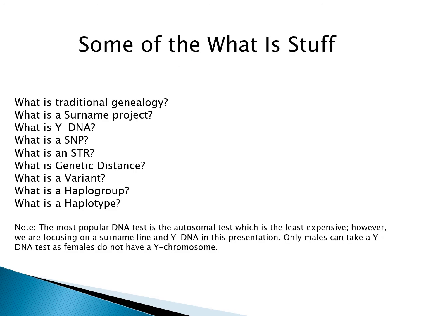Some of the items that we're going to cover in this presentation are: what is traditional genealogy, what is a surname project, what is Y-DNA, what is a SNP, what is an STR, what is genetic distance, what is a variant, what is a haplogroup, what is a haplotype. The most popular test at Family Tree DNA is the Family Finder, or autosomal test, which is the least expensive. However, we are focusing on a surname line and Y-DNA in this presentation. Only males can take a Y-DNA test, as females do not have a Y chromosome.